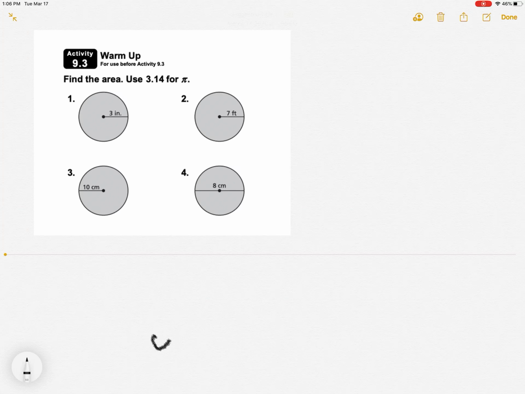Happy Thursday! Today we are going to start with finding the area of circles. And so if you remember, our equation for that should be pi r squared.